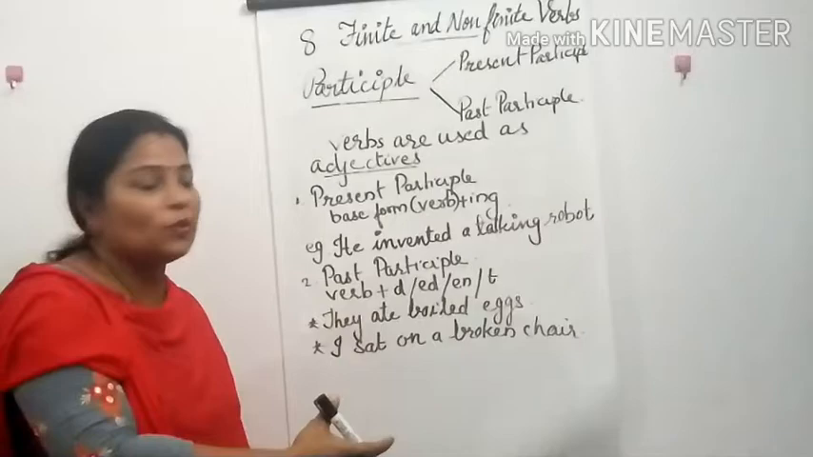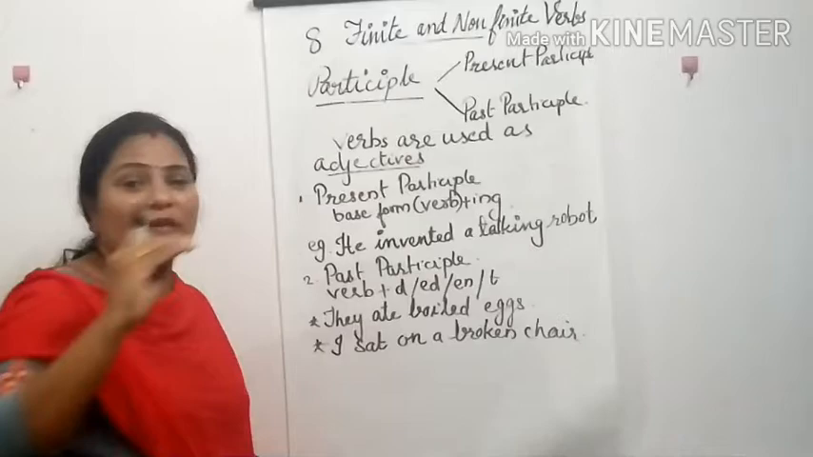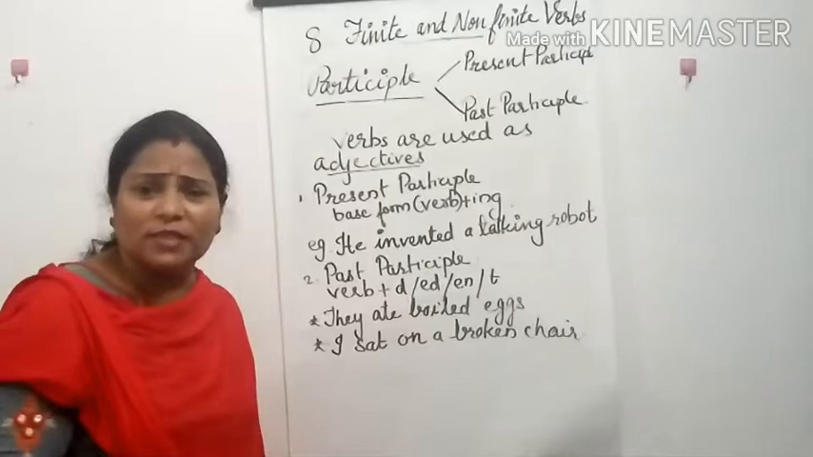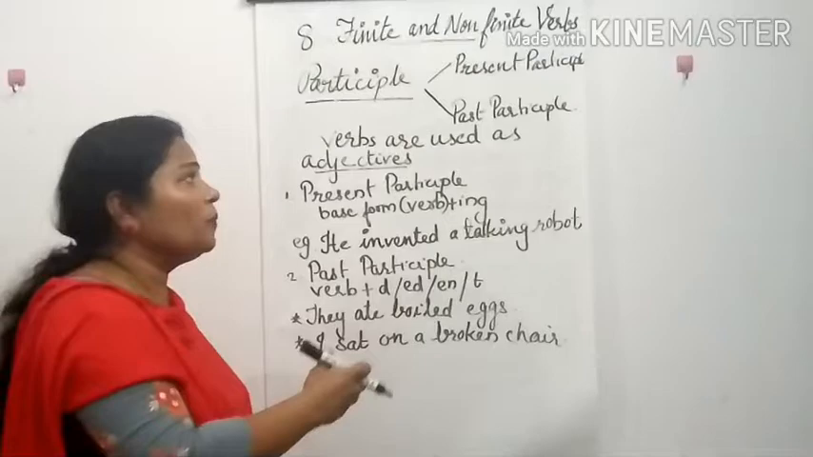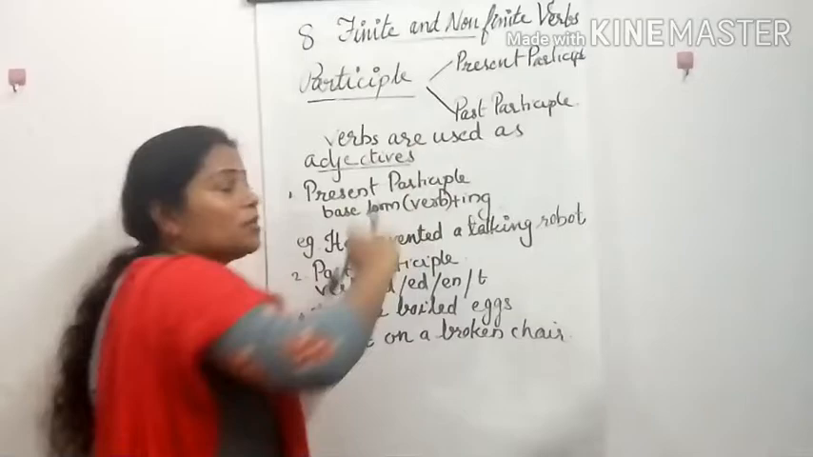Now here, verbs are used as adjectives. Now how can verbs be used as adjectives? A verb is an action word, so how does it become an adjective? Now let's see with an example. We discussed that participle has two types, present participle and past participle. So now let's see with an example.